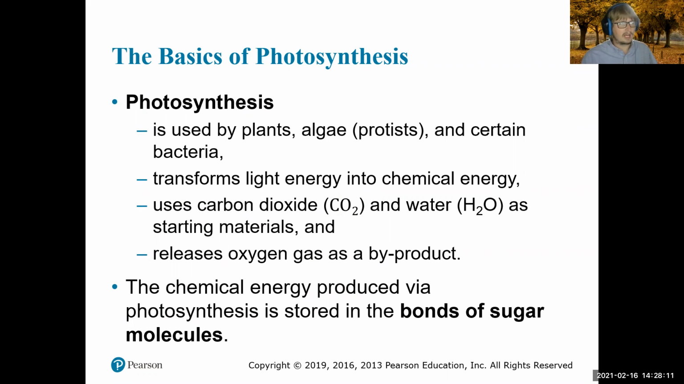Photosynthesis is a process used by specific organisms like plants, algae, so protists, and some bacteria. Basically, photosynthesis is a process that transforms the energy in light, so that light energy, into a form of chemical energy. So energy that exists in organic compounds. And the chemical energy is specifically stored in the bonds of those organic compounds. So it's the bonds that exist in sugar molecules, so carbohydrates. The process of photosynthesis uses carbon dioxide, water, and sunlight as the starting materials, and it releases oxygen gas as a byproduct.